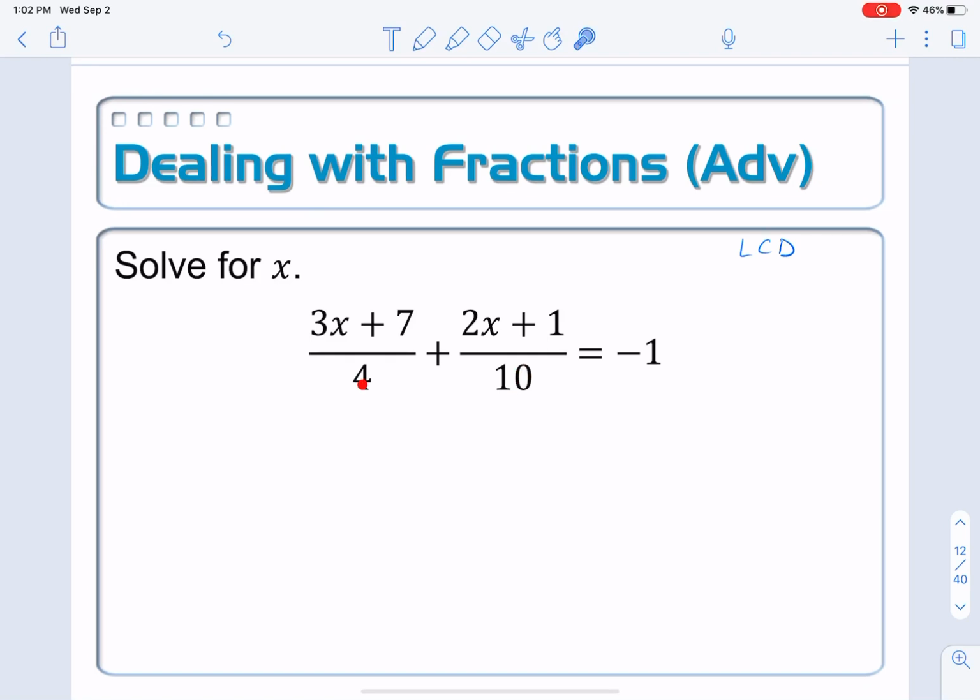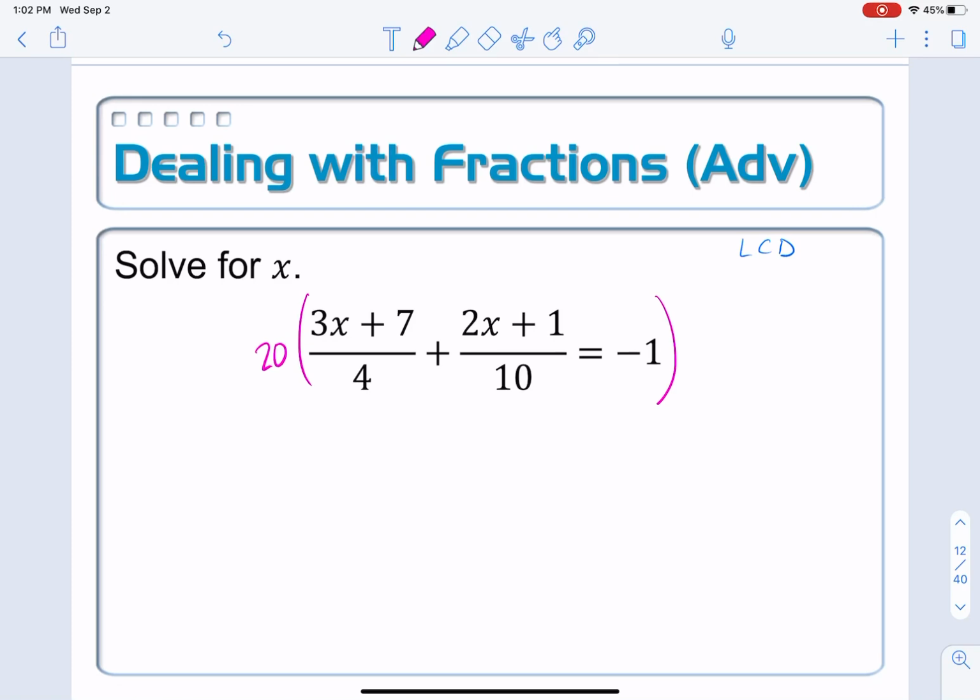I want to check to see, does 4 go into 10? No, it sure doesn't. So then I take the next multiple of 10, which would be 20, 10 times 2. And now does 4 go into 20? It sure does. It goes in there 5 times. So if I multiply both sides of this equation by 20, then the fractions will vanish. And that's what we want because it makes this problem so much easier to deal with.